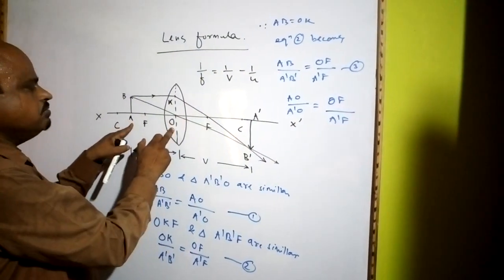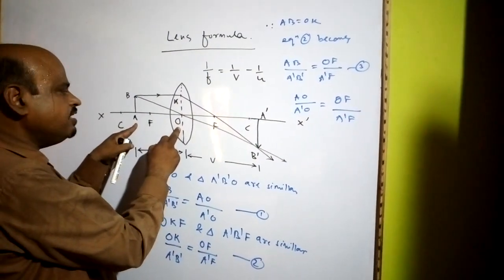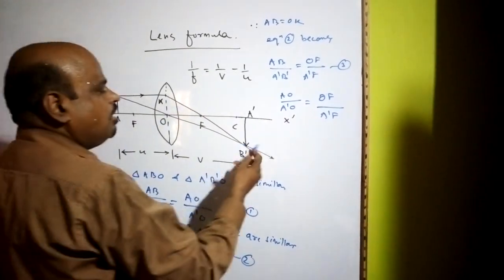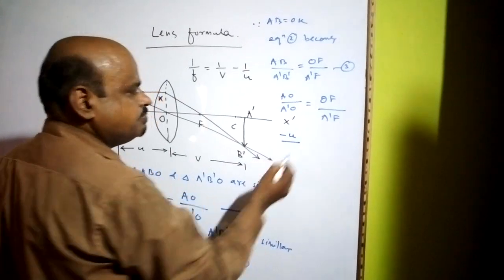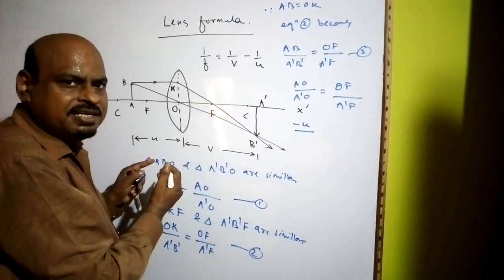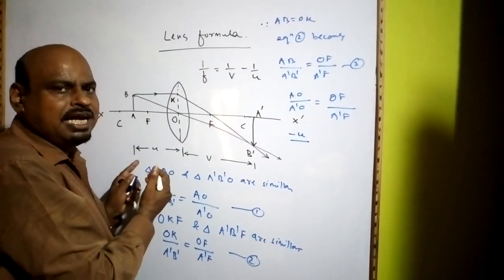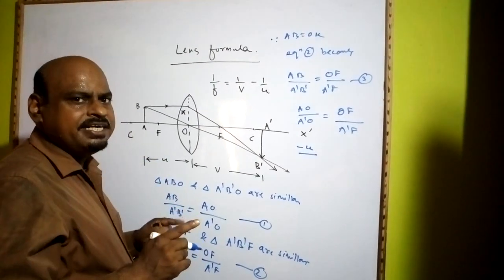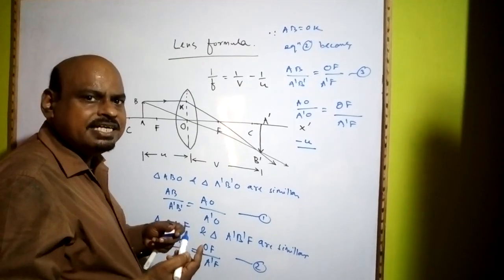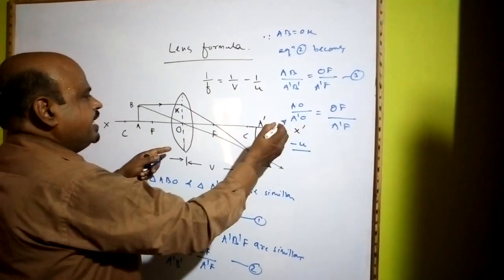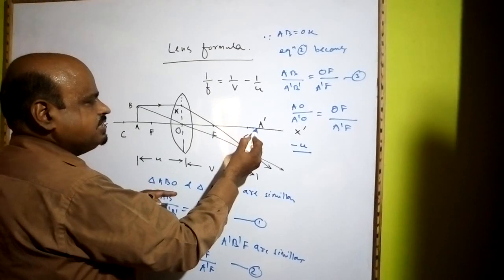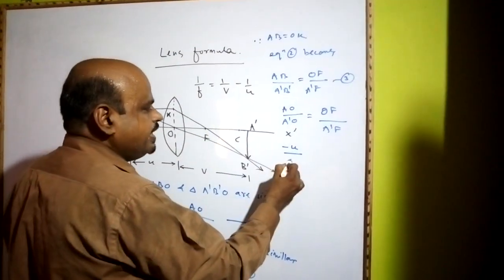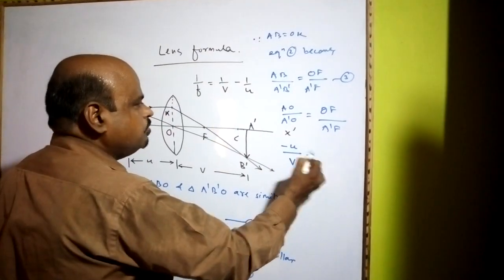Look at the figure. A is the object point, O is the optical center. AO is the object distance, minus u because of sign convention. U is on the left hand side, so when it is on the left hand side, u is taken as negative. A'O, where? This is A', this is O. The image is on the right hand side, so take plus v.